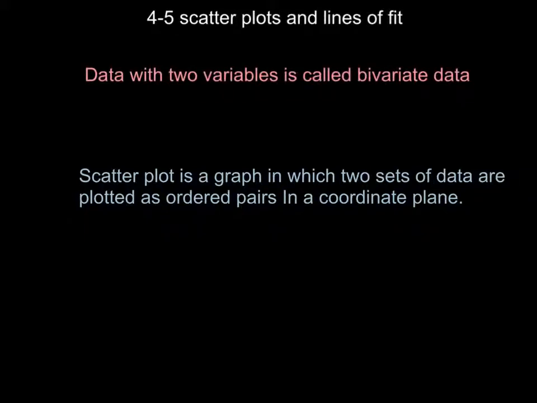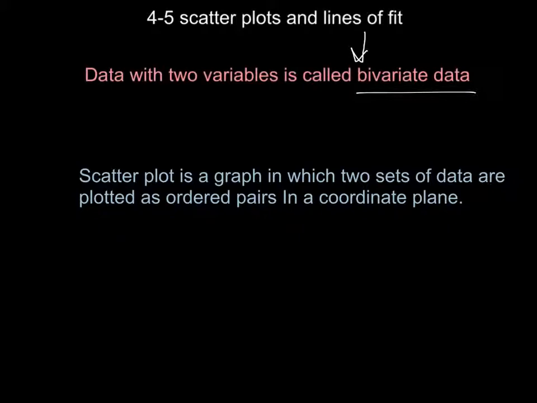4-5 Scatter plots and lines of fit. Data with two variables is called bivariate data. So think of bivariate, and when we hear bi, we think of two. So two variations of data.